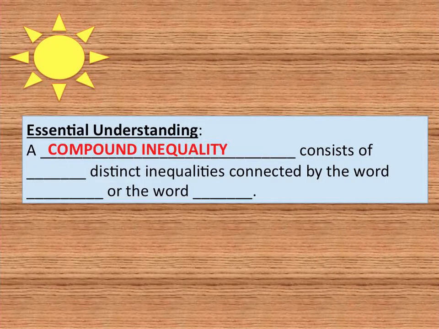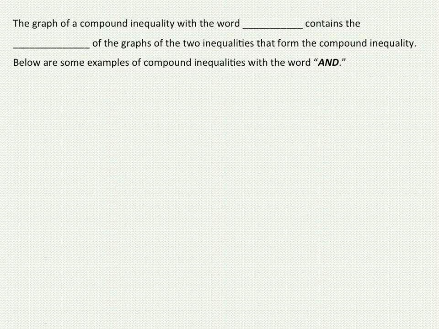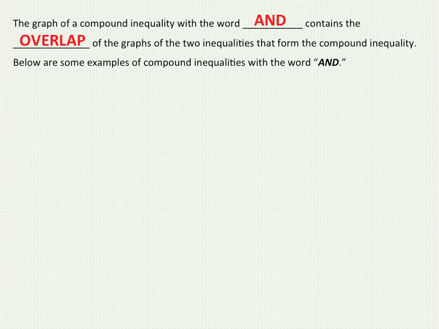Okay? A compound inequality consists of two distinct inequalities connected by the word and or the word or. So there's two different kinds. As long as you can keep those two straight, you'll be all right. A graph of a compound inequality with the word and contains the overlap of the two graphs of the two inequalities that form the compound inequality. Here are some examples of the inequalities with the word and.